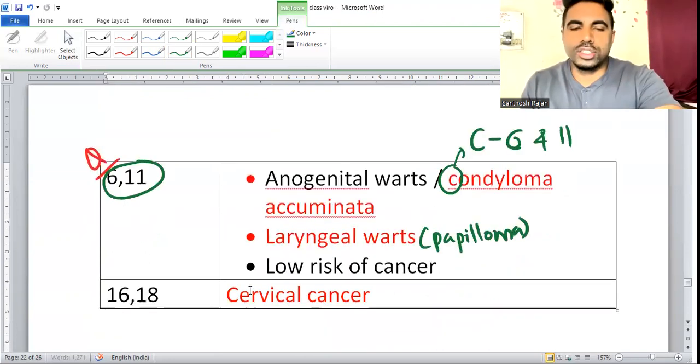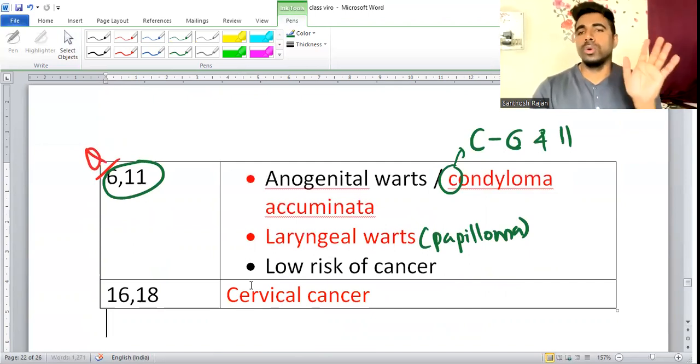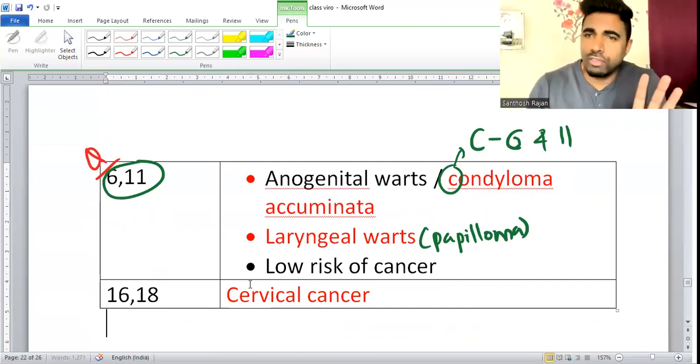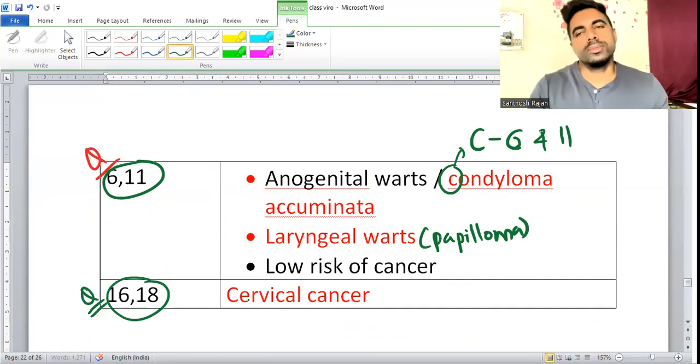Okay. Next, cervical cancer, 16 and 18, you must know by this time. Everyone knows, even common people, because cervical cancer awareness is very high now. Anybody you ask will tell you which variant of HPV causes cancer. 16 and 18, the common ones, also a frequently asked question.